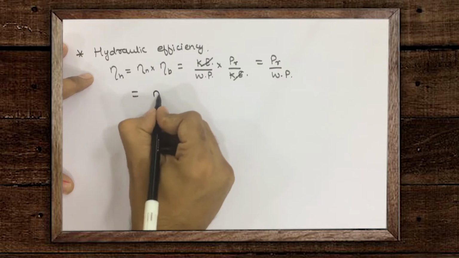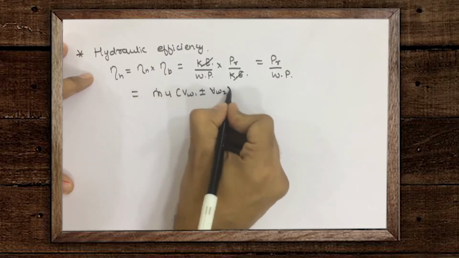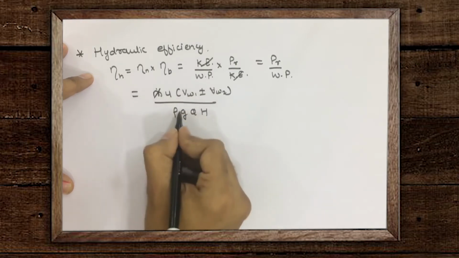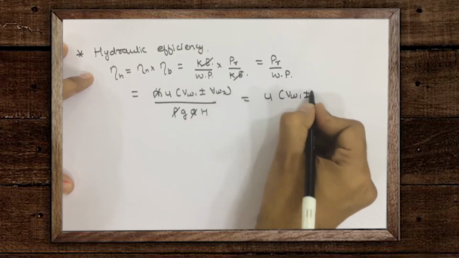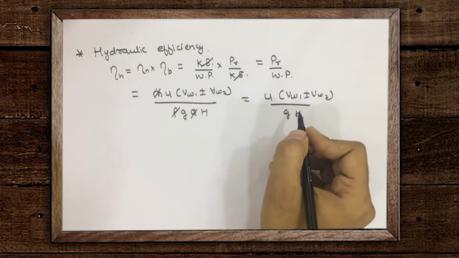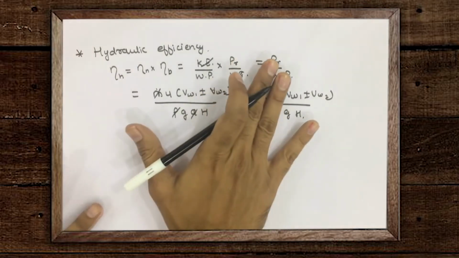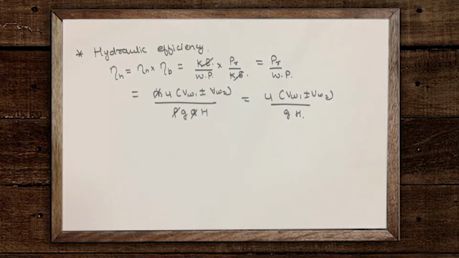Runner power, as we know, is what? M u (Vw1 plus minus Vw2), divided by water power, which is rho g Q into H. This m and rho Q will get cancelled out and we will get u into (Vw1 plus minus Vw2) divided by g into H. Okay, so this is nothing but the hydraulic efficiency. So when you are considering hydraulic efficiency, you don't need to consider nozzle and blade efficiency separately. You can directly have the value of this hydraulic efficiency.